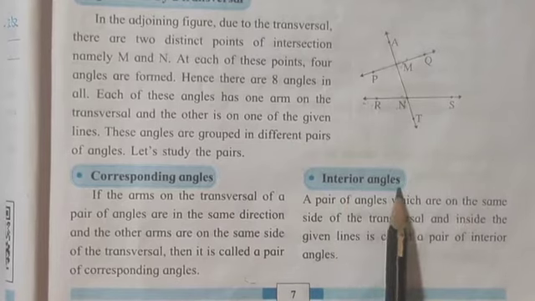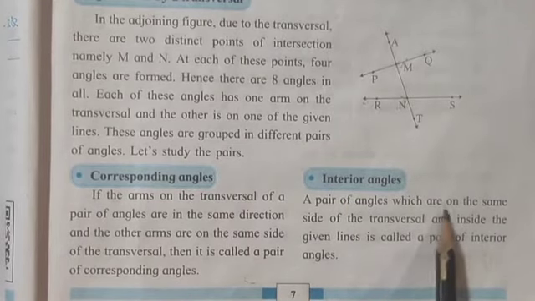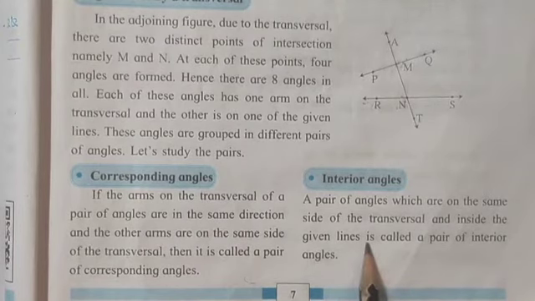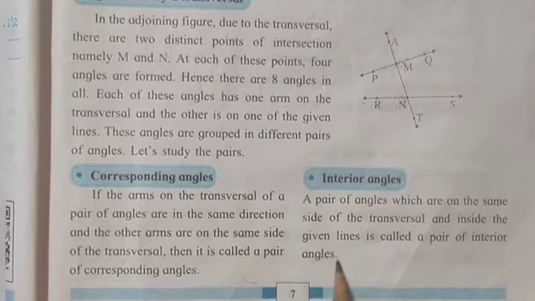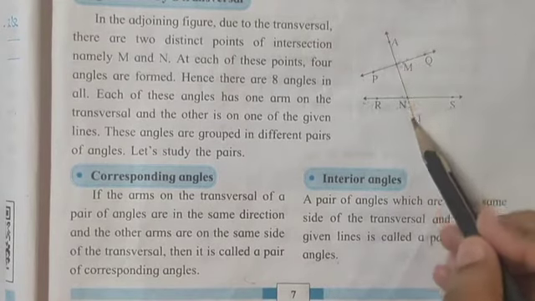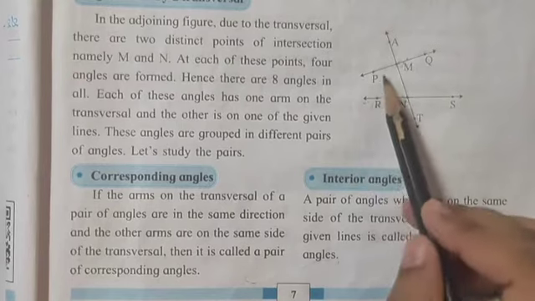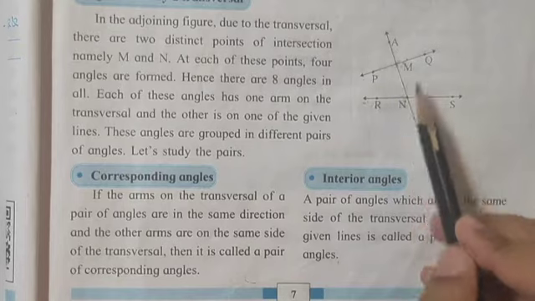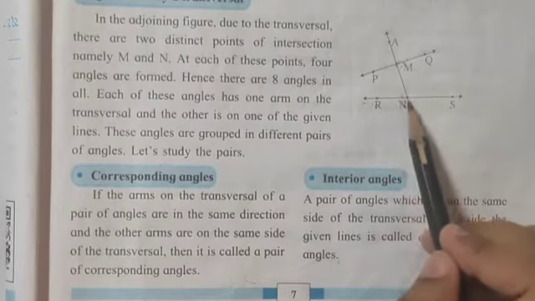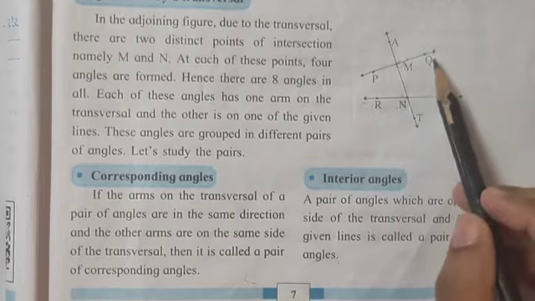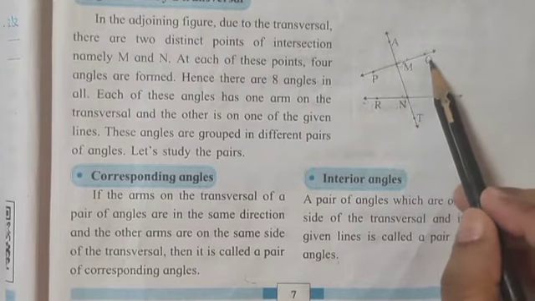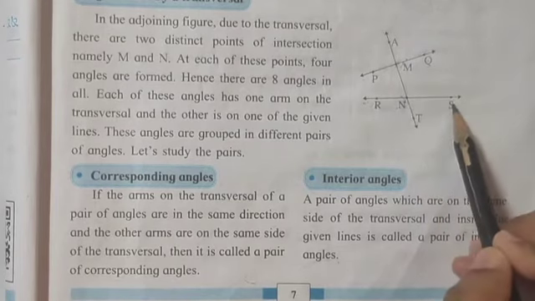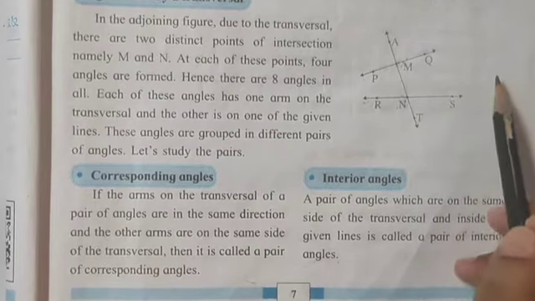Now interior angles. A pair of angles which are on the same side of the transversal and inside the given lines is called a pair of interior angles. For example, this is the transversal and this is the same side. If we consider angle PMN and angle MNR, these are interior angles. Similarly, angle QMN and angle MNS are also interior angles.